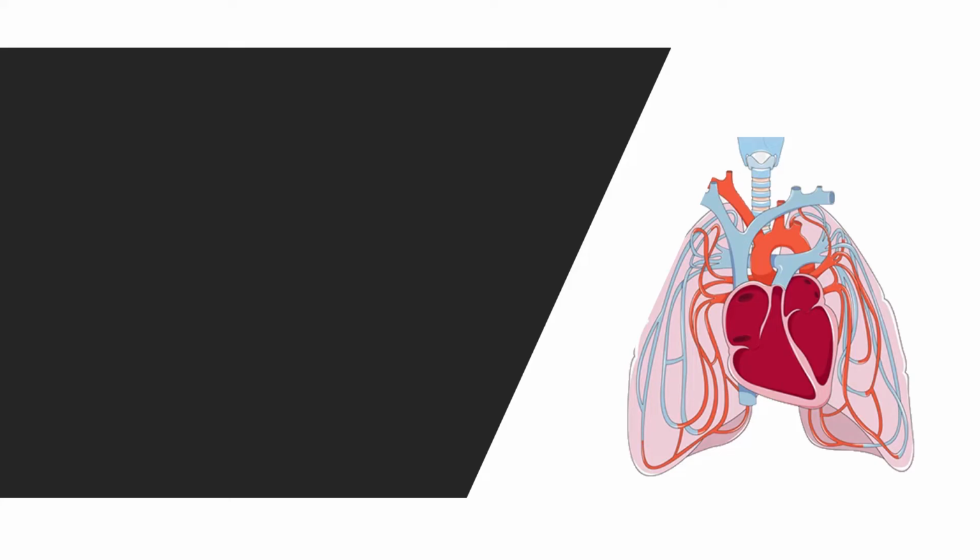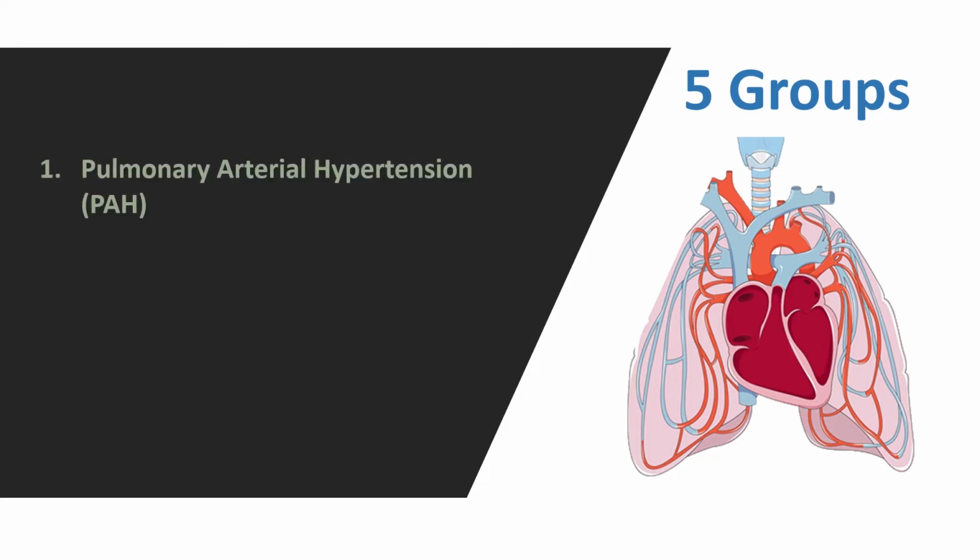Coming on to classification, WHO classifies pulmonary hypertension into 5 classes depending on the site of pathology. Group 1 includes diseases of the pulmonary arteries itself. Group 2 includes diseases of the left heart which put back pressure on pulmonary circulation and cause pulmonary hypertension.